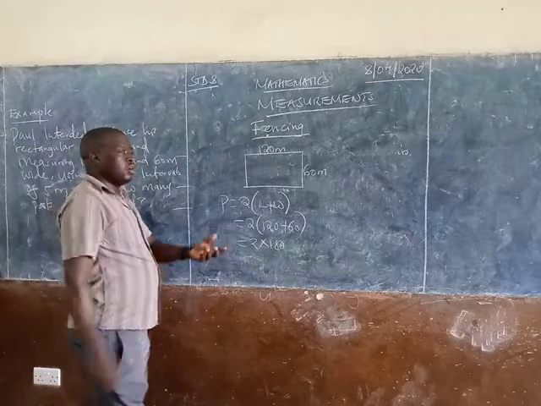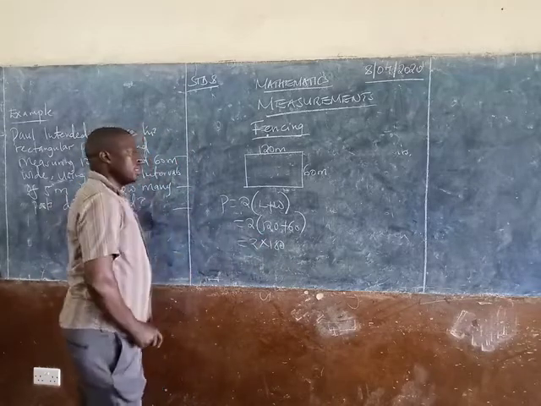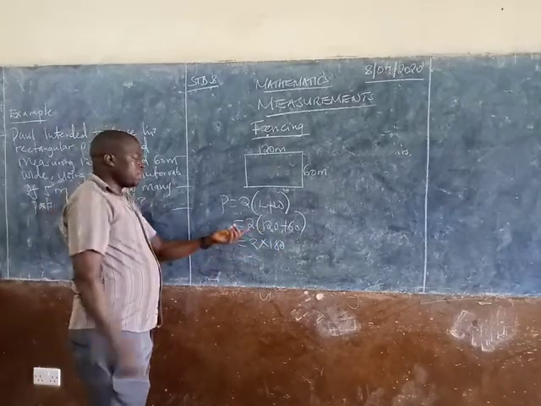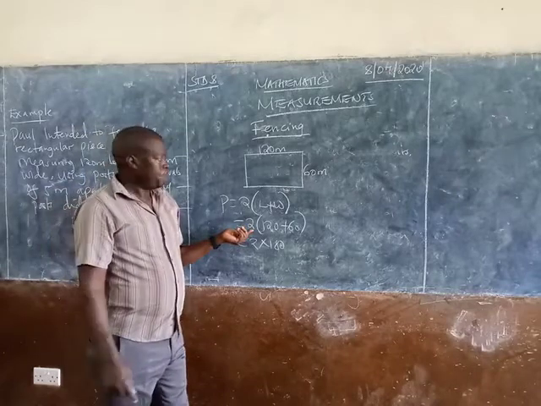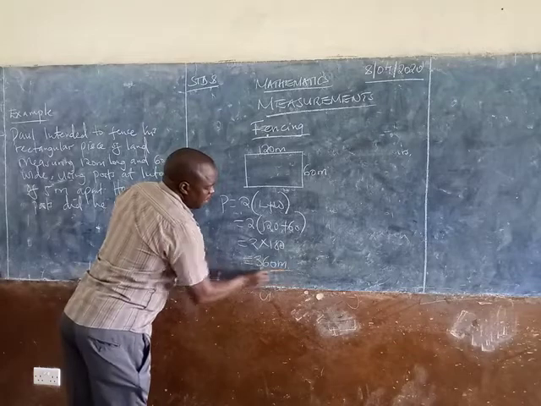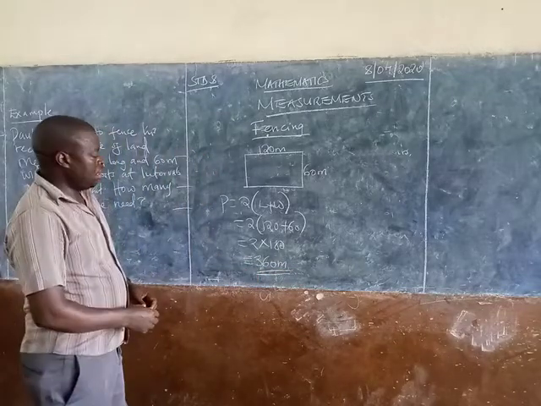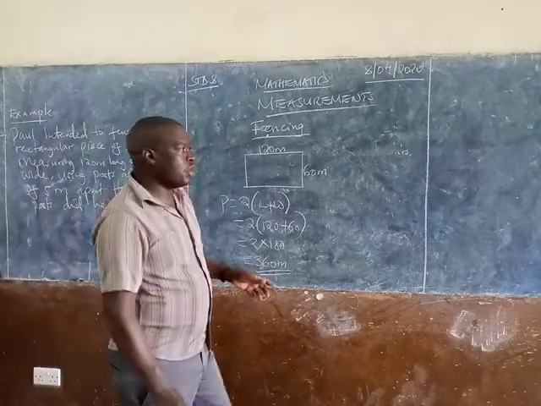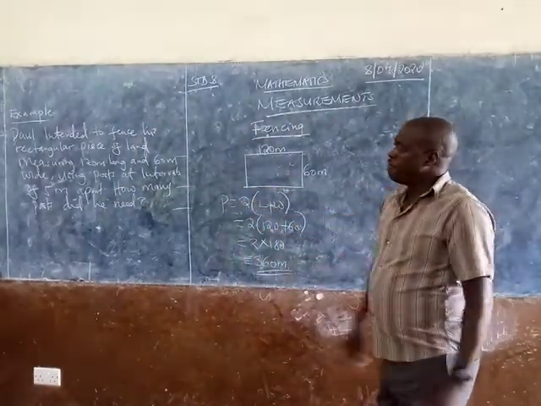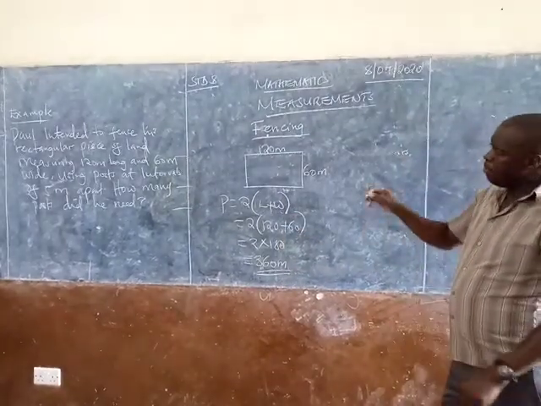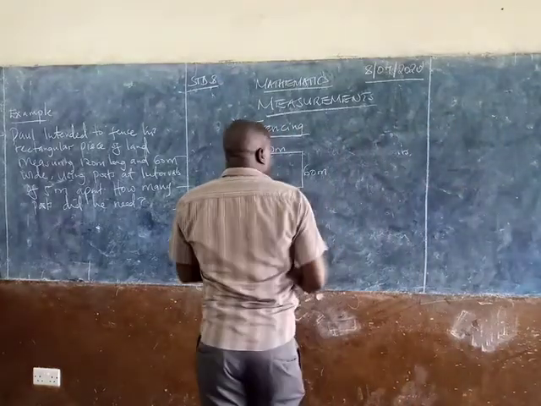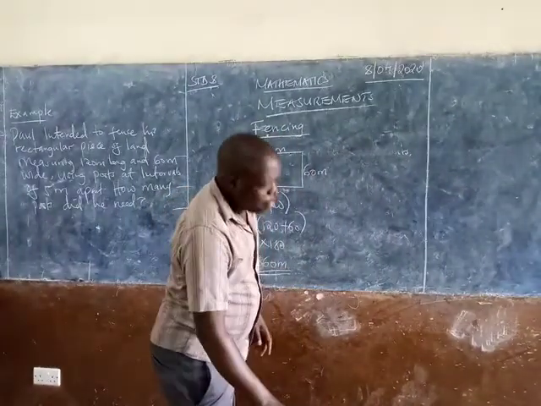So work out what is in the bracket first. You are taking 120 plus 60, which is 180. Open that bracket by multiplying by this 2. So that is 360 meters. That is the perimeter of this plot. Then this person is going to fence this plot using intervals of 5 meters apart. So it means from one pole to the other pole is 5 meters apart.